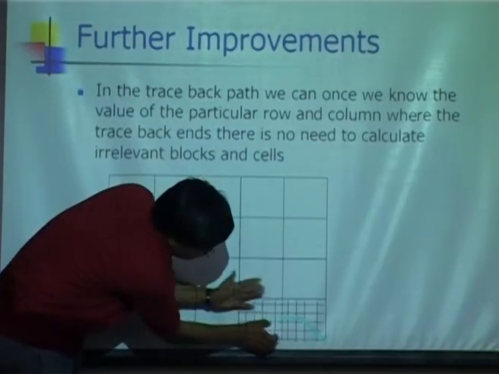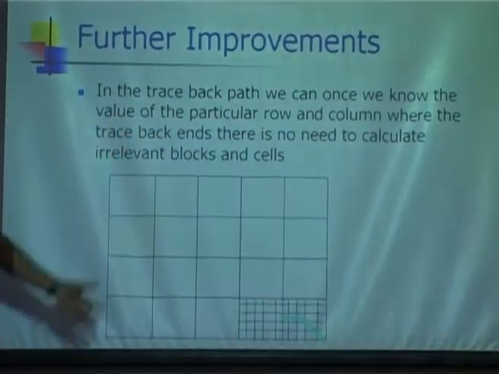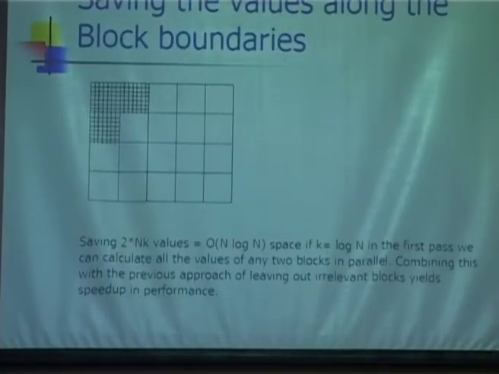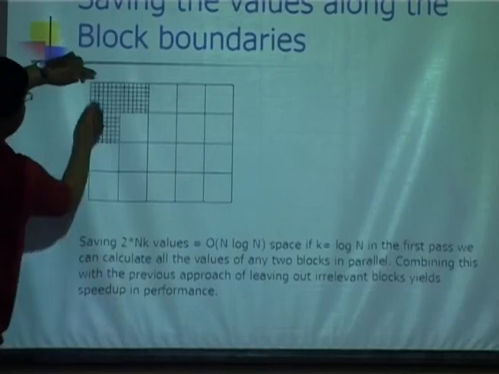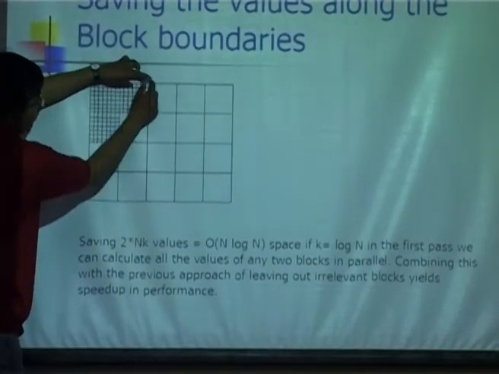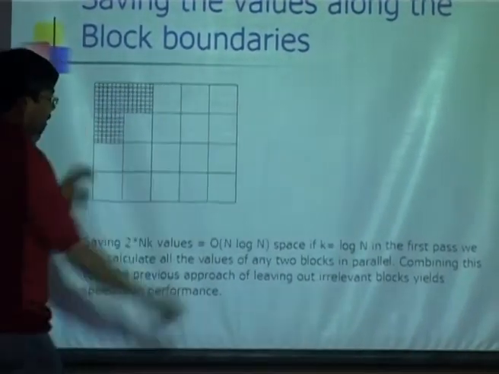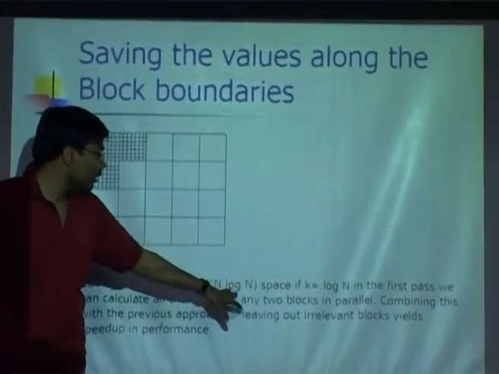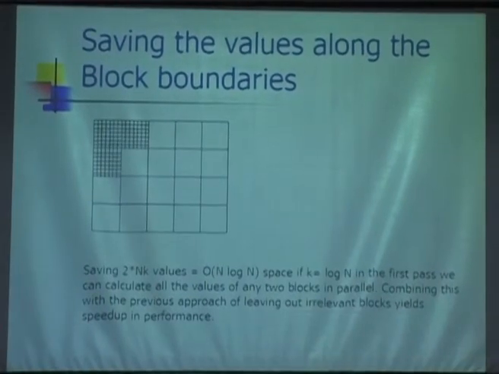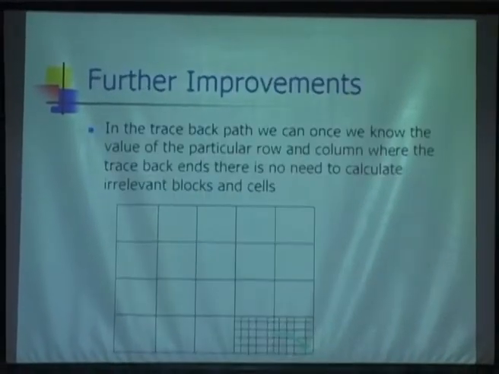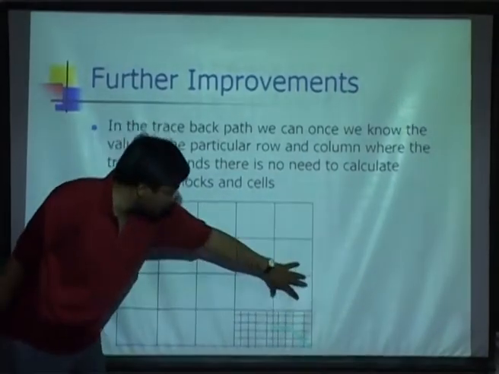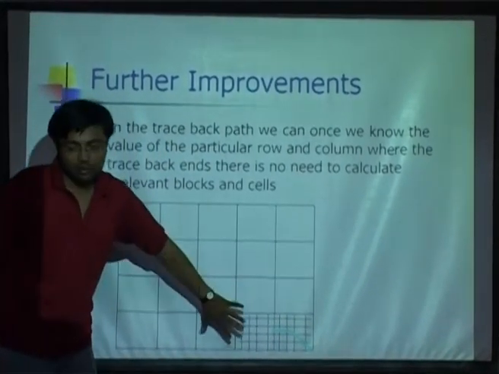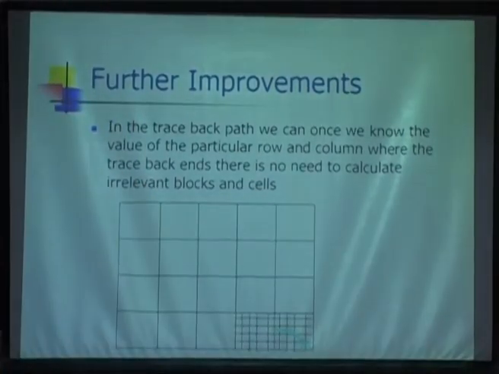And we also don't have to calculate the values for these cells, because the path will never pass through this portion. So what we do is that we save these values along the borders, this and this, of each block. So these are two nk values. If k is log n, then we are using n log n space now. And in this case, instead of calculating the value of this block, since we have all the border values, we can calculate whatever block we require for our optimal path.